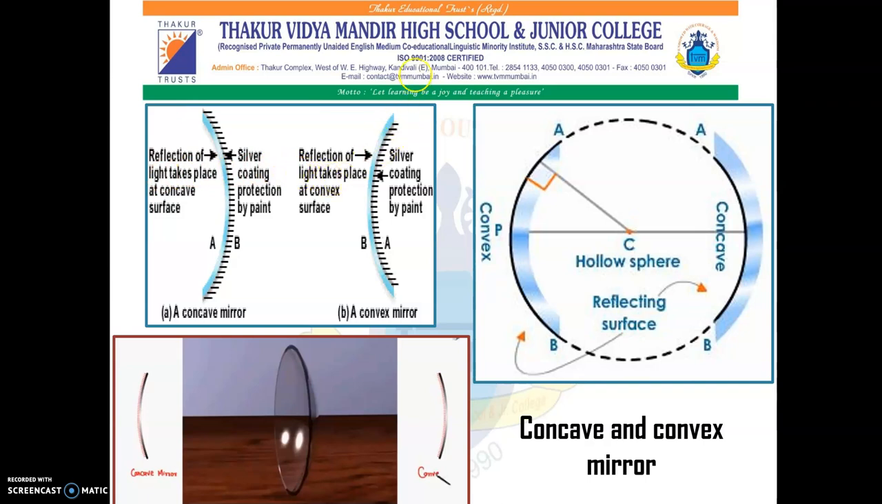Whereas if the outer surface of the spherical mirror is the reflecting surface, as shown over here in the picture B, then the mirror is a convex mirror. You can see over here the inner side is coated with a silver coating to provide protection. So, these are the two types of mirror, concave mirror and convex mirror.